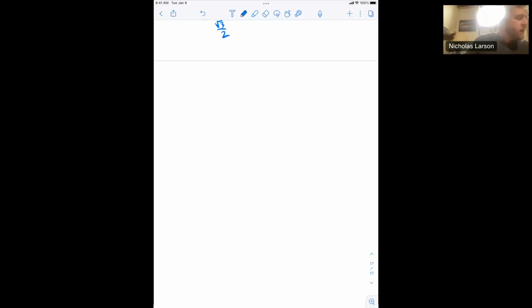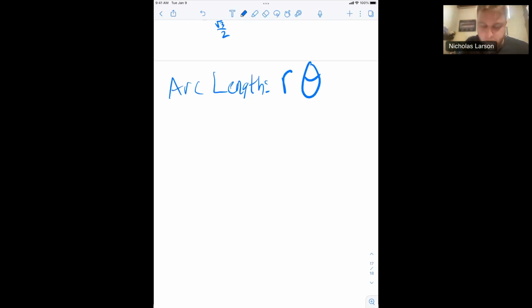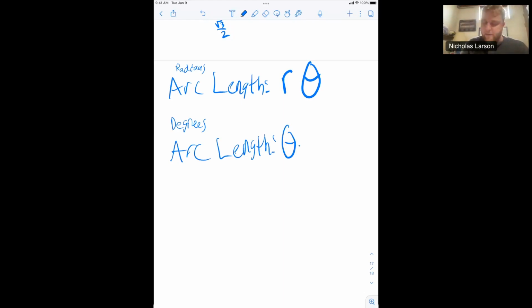Because if we're trying to find an arc length and we have the problem in radians, all we have to do is take our radius times whatever theta is, which again, if it's in radians, it's easy. However, if it's in degrees, we have to do a few extra steps. So we still take theta times our radius, but we have to take pi divided by 180.